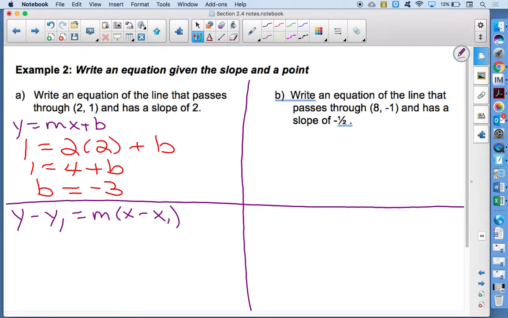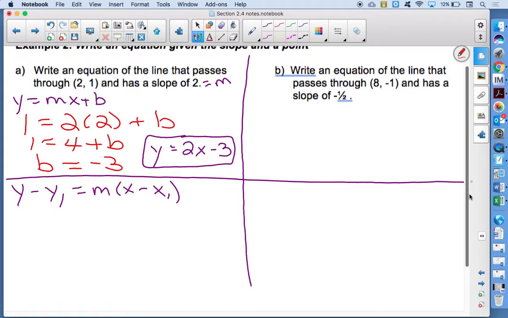Go back and write your equation. So here's the slope. We just found b. Make sure you pull them together in equation form. So y = 2x - 3. When you're using slope-intercept form, you're plugging the point in, you're plugging the slope in, you're finding b. After you find b, you've got to go back and rewrite the equation.